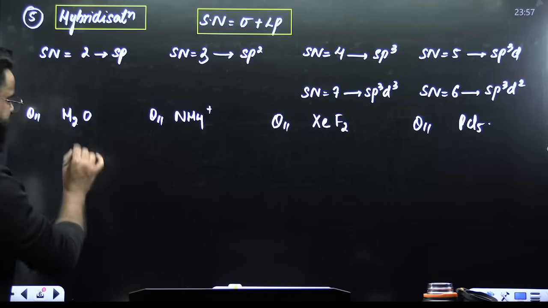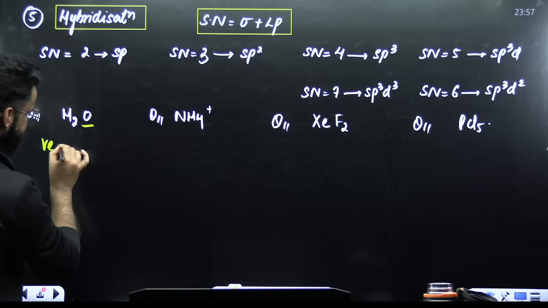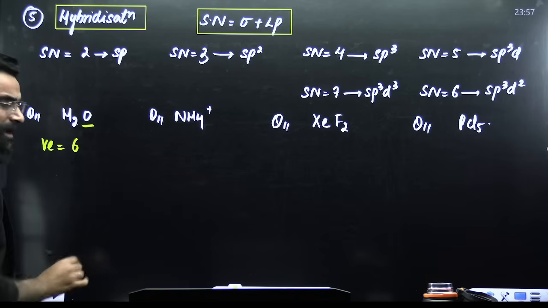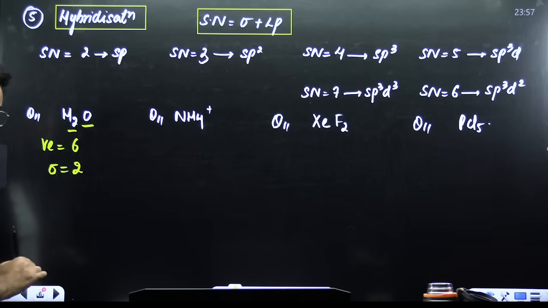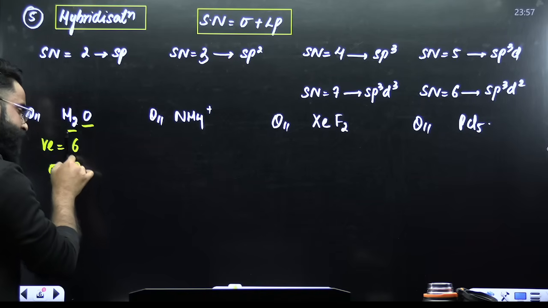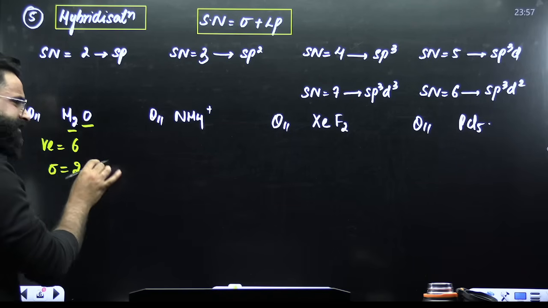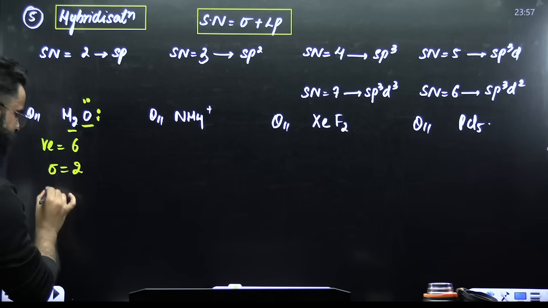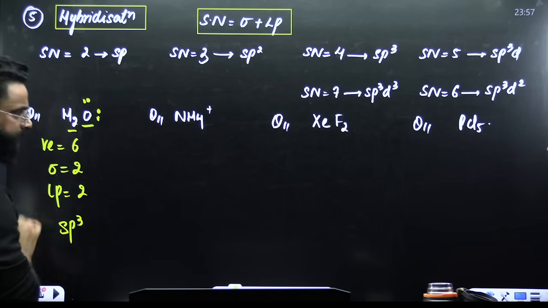For example, this is the water molecule. If I ask you about this oxygen, the central atom, how many valence electrons does oxygen have? 8 or 6? Oxygen has 6 valence electrons. How many surrounding atoms do you see here? 2. So the number of surrounding atoms is equal to the number of sigma bonds. Out of 6 valence electrons, 2 have been used by oxygen to form 2 sigma bonds. So there will be 4 electrons left on oxygen in the form of 2 lone pairs. So sigma plus lone pair, 2 plus 2, 4, hybridization is going to be sp3, right?